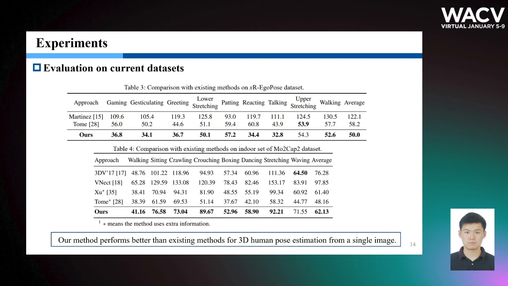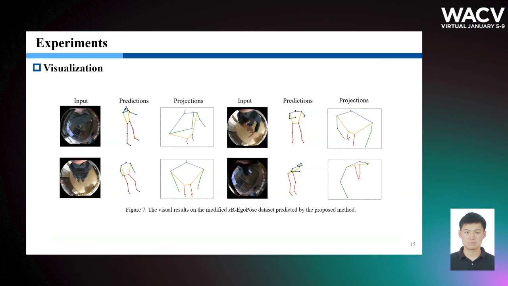We also conduct experiments on current datasets, as shown in Table 3 and 4. Our method performs better than existing methods for 3D human pose estimation from a single image. Figure 7 shows the visual results on the modified dataset generated by our method.